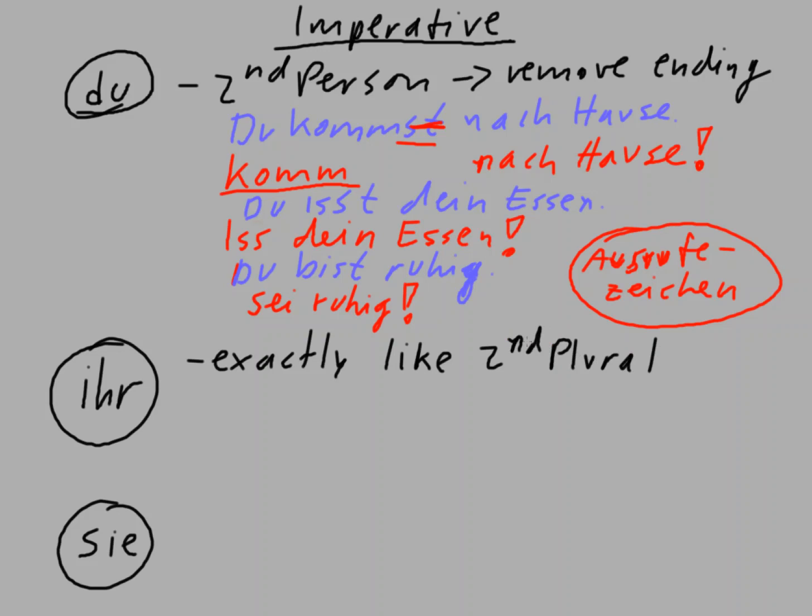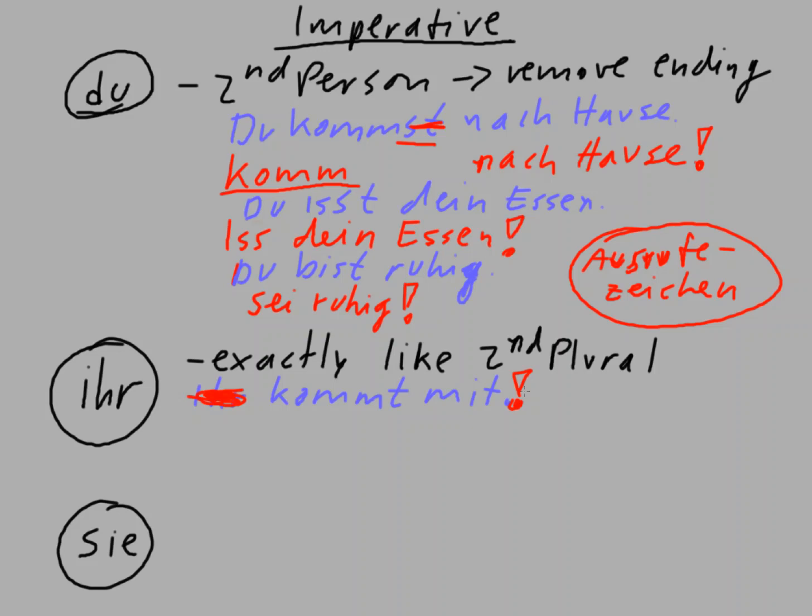So let's say we have ihr kommt mit. You guys are coming along. And let's say I want to say, hey guys, come along, won't ya? It simply becomes this. I get rid of this, and an exclamation mark at the end. Ta-da! There's my ihr imperative. Kommt mit, come along, guys.